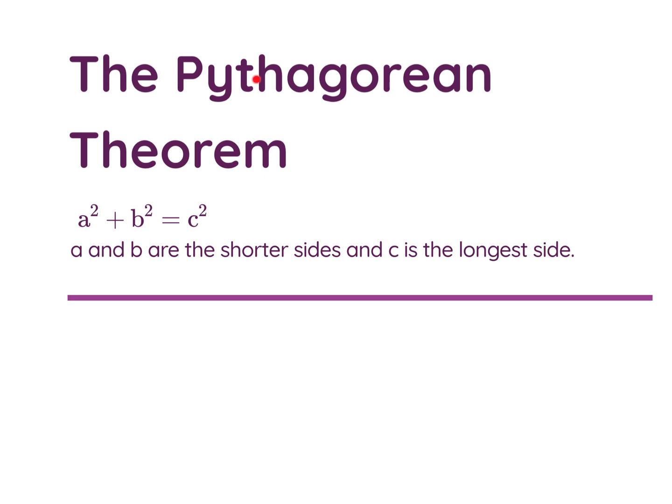So right here we have the Pythagorean theorem. What is a theorem? A theorem is a truth in math. And this truth, the Pythagorean theorem, is with regards to 90-degree triangles, right triangles.